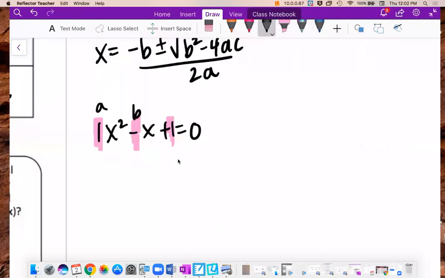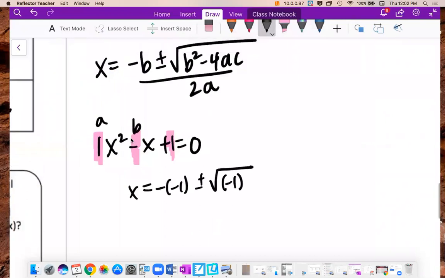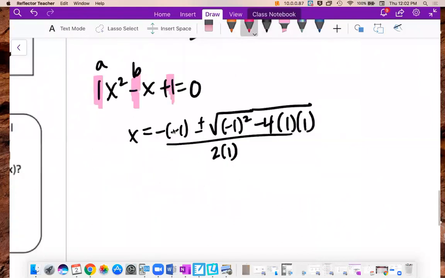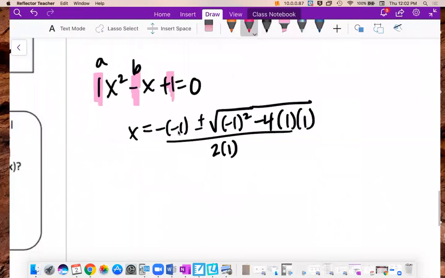So we've got x equals negative b, so negative 1, plus or minus the square root of b squared, so negative 1 squared, minus 4 times a times c, so 4 times 1 times 1, all over 2 times a, which is just 1. And then we're going to start simplifying. So the negative 1 becomes positive 1, plus or minus the square root. Negative 1 squared, negative 1 times negative 1 becomes a positive 1. And then negative 4 times 1 becomes negative 4, all over 2 times 1, which is just 2.